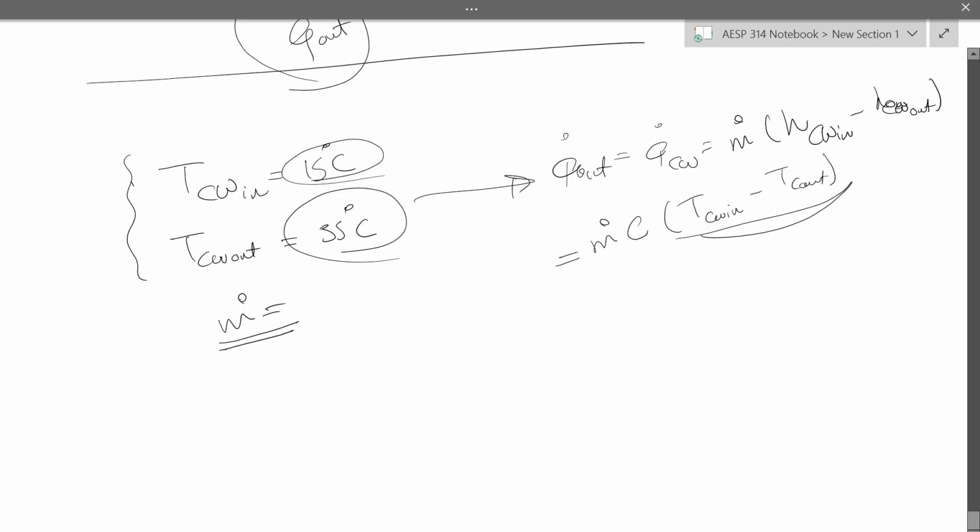So this is how we usually do it. But let's say you don't have the C and you are not told to assume C is constant. What can we do? Zach said we have to look at the tables, right? But which tables? That's the golden question, right?